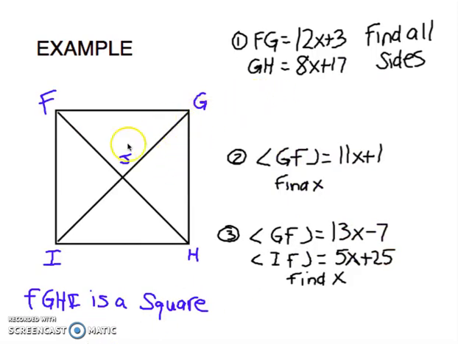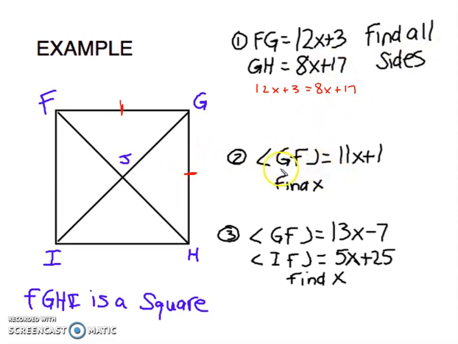Here is an example with a square. FG, that is this side here, and GH, this side, we know that they're congruent. We know that they're congruent, so we can mark that. Because all sides in a square are congruent. So if FG is 12x plus 3, and we know that GH is 8x plus 17, and we know that those are congruent, we can just set those equal to each other to solve for x for this one if we want to find all sides, and that'll give us what our x value is or our side value is for each one.